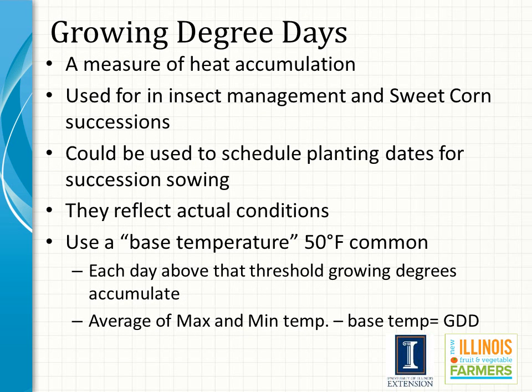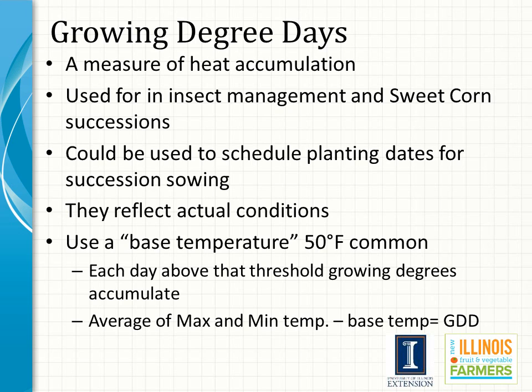Growing degree days can also be utilized to plan succession plantings. A growing degree day is a measure of heat accumulation. They are used regularly in insect management and in sweet corn succession planting. They could be used to schedule planting dates for successions in other vegetables, but there is not a lot of research yet outside of sweet corn. Growing degree days reflect actual conditions going on in a given growing season. They are a cumulative parameter.